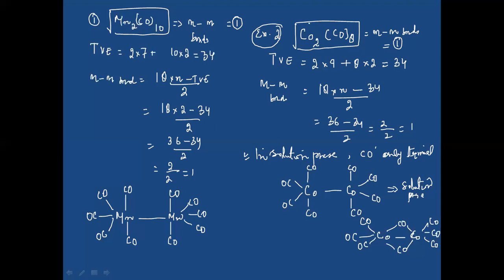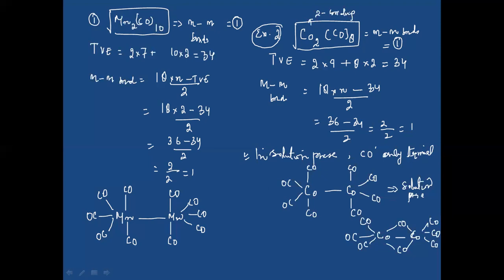So in the solid state this compound contains 2 bridging COs. How do we know that it contains 2 bridging COs? The reason comes from IR spectroscopy. Once we finish 2 or 3 lectures, we'll discuss the stretching frequency of these carbonyl ligands. The stretching frequency of terminal carbonyls is different from that of bridging carbonyls.